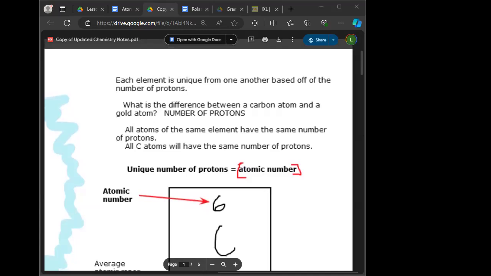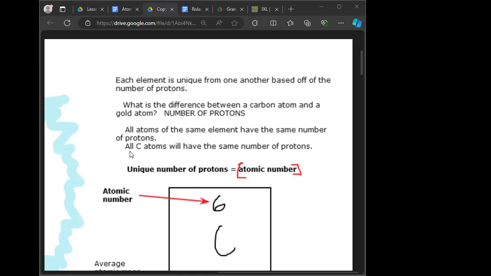So basically, in other words, if I pick up one carbon atom and then I pick up a totally different carbon atom, they should both have the same number of protons because they're both carbon. And then it's also important to know that let's say I pick up an atom and it happens to have 9 protons. And then I pick up another random atom and it also happens to have 9 protons. That means that they must be the same element because they have the same number of protons.